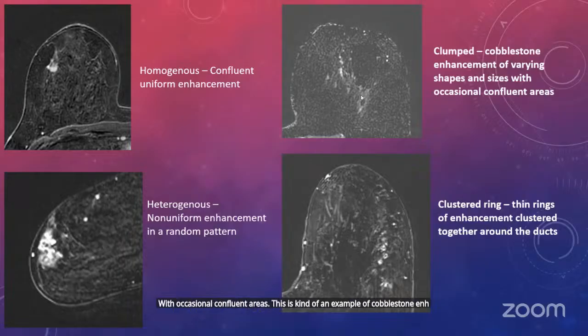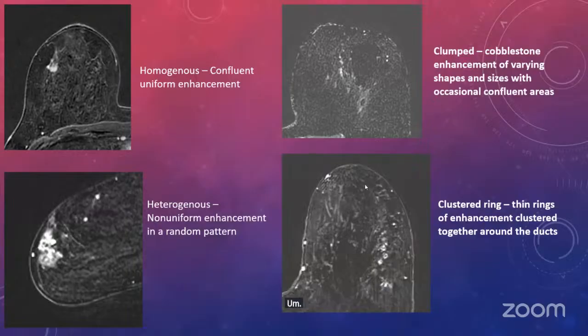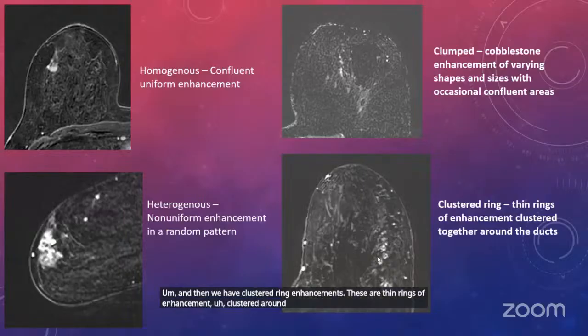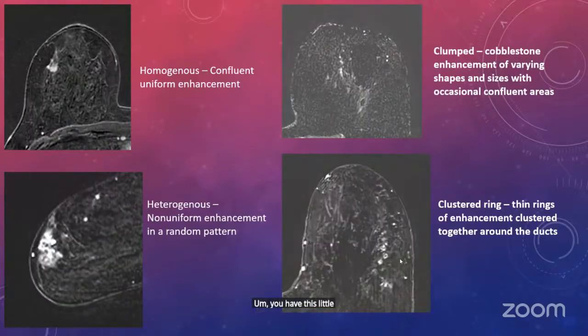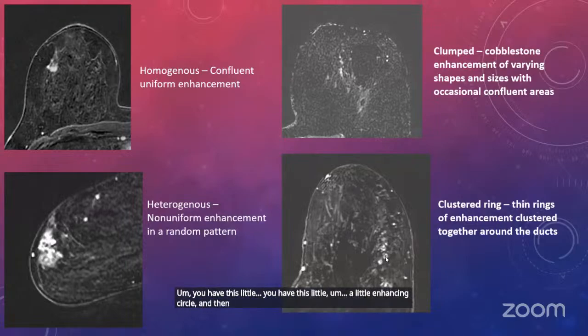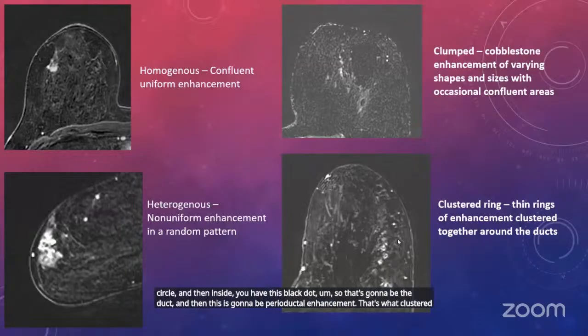It's a little bit random. And then we have clustered ring enhancement. These are thin rings of enhancement clustered around the ducts, and that's going to be suspicious for DCIS. So you see on this image, you have a little enhancing circle, and then inside you have this black dot. That's going to be the duct, and this is going to be periductal enhancement. That's what clustered ring enhancement represents.